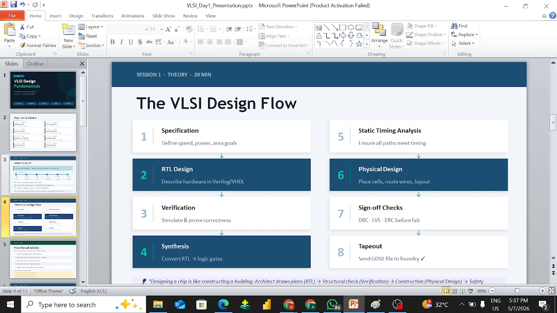And in synthesis, we are going to convert the RTL code into the form of logic gates. Why logic gates? Because VLSI works in the form of logic gates. Everything inside, transistors and registers, is connected using logic gates. So we convert the RTL code into logic gates.